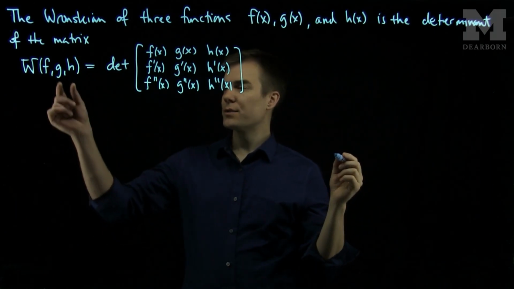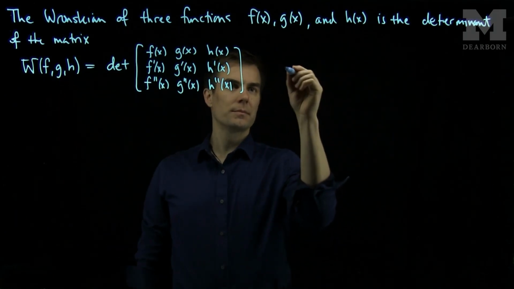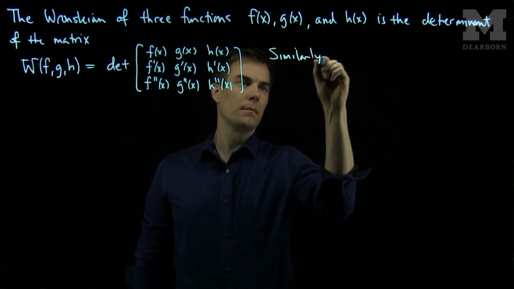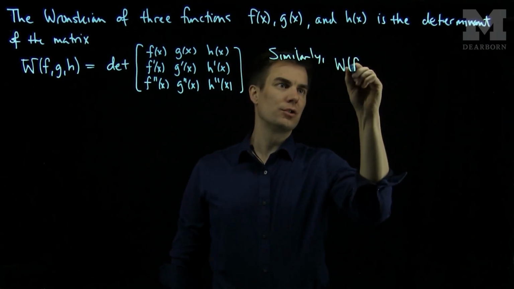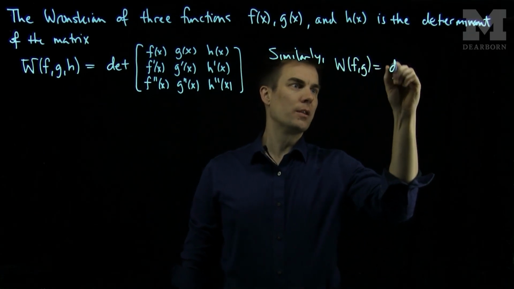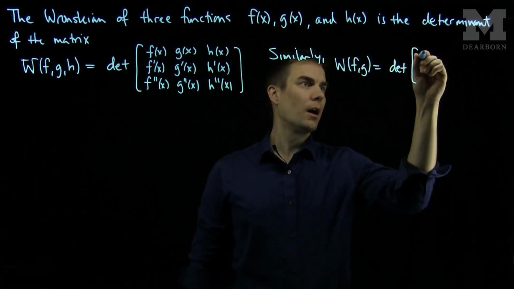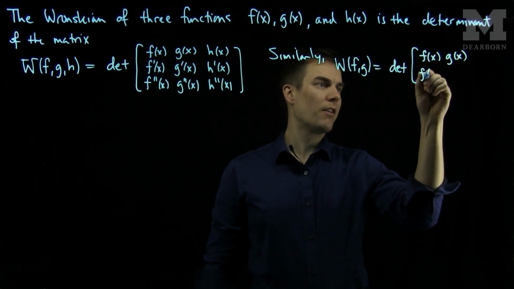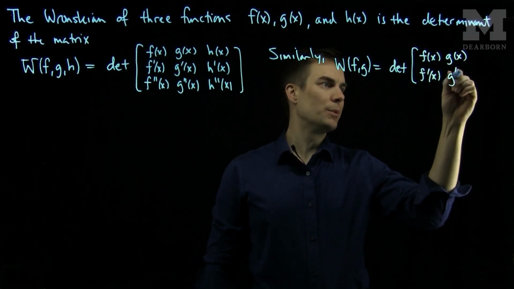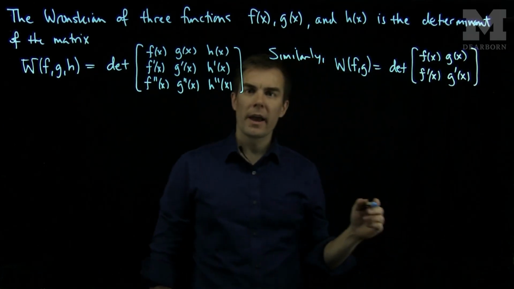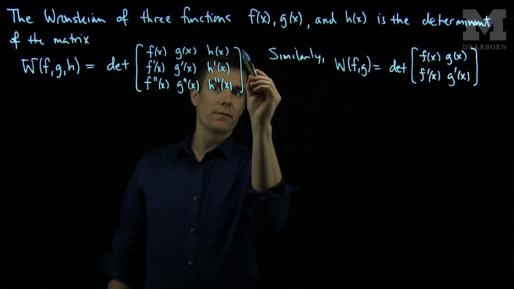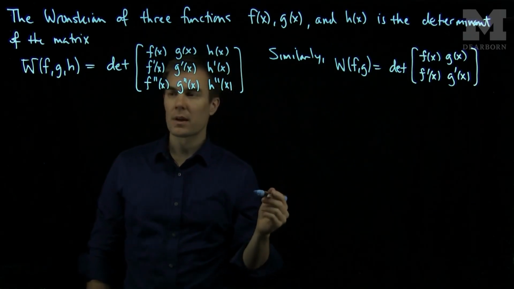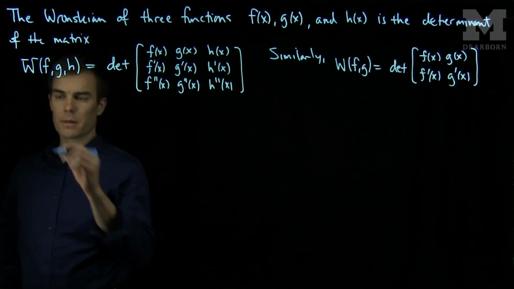If I was to do the Wronskian of just two functions f and g, so we can say similarly, the Wronskian of just two functions f and g will be the determinant of f of x, g of x, f prime of x, g prime of x. And if we had four functions, I would simply add the fourth function in another column and do one more row of derivatives. Now we make use of the following theorem.